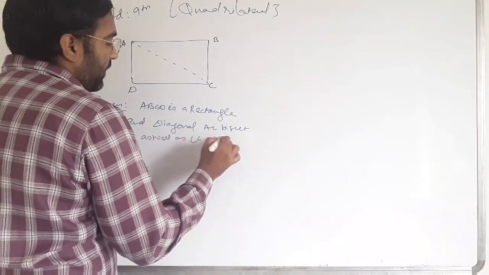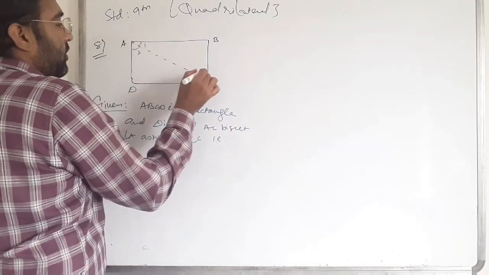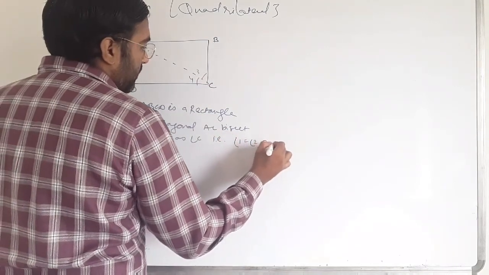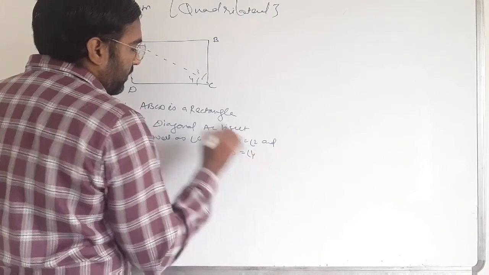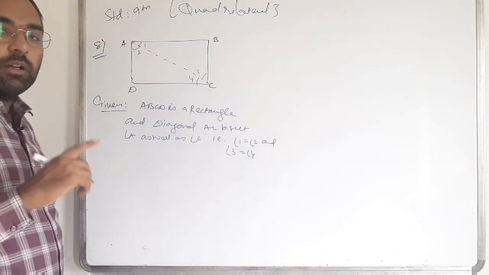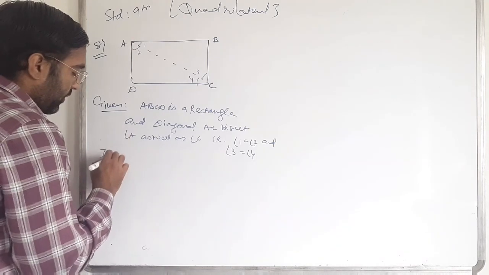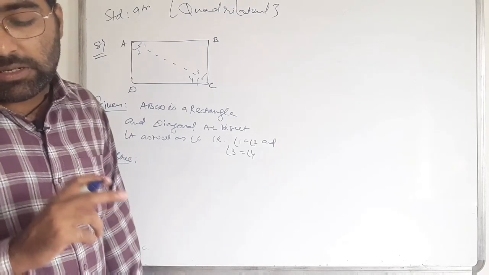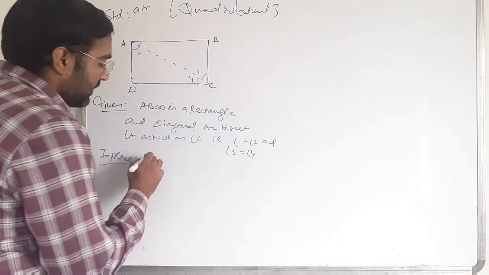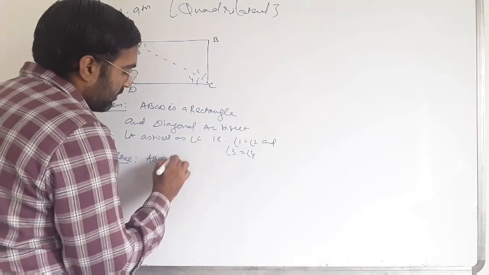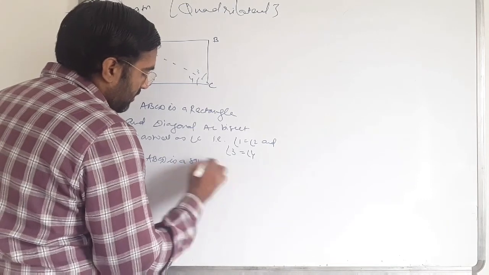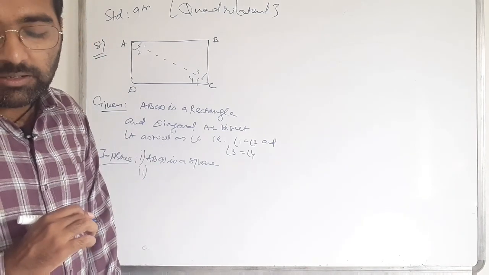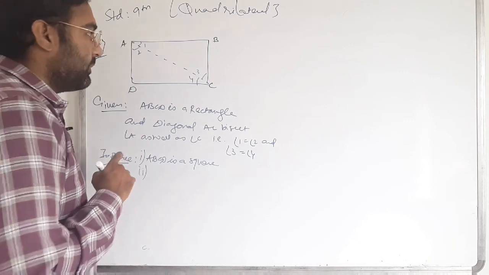So I'll give the naming as 1, 2, 3, 4. Angle 1 is equal to angle 2 and angle 3 is equal to angle 4, that is given, and ABCD is a rectangle, that is also given. We need to prove, first, that ABCD is a square. Second, we have to prove that diagonal BD bisects angle B as well as angle D.